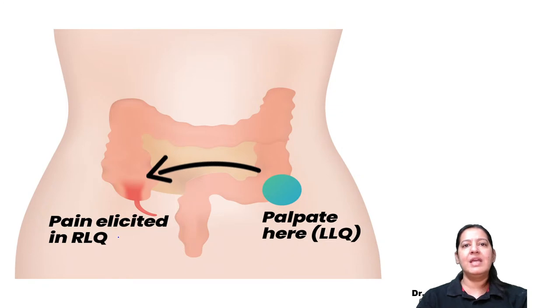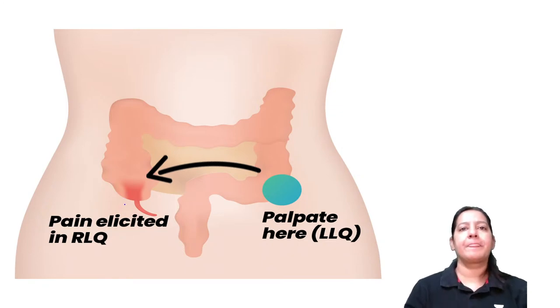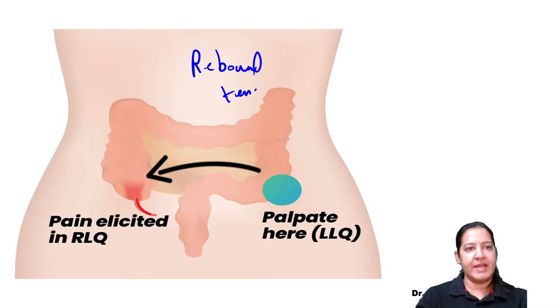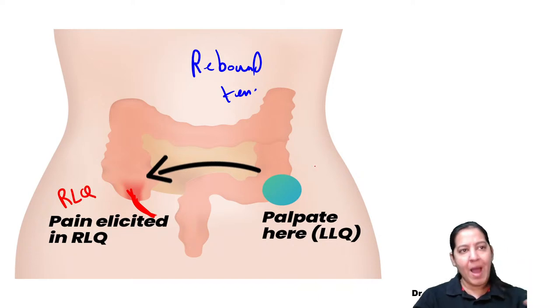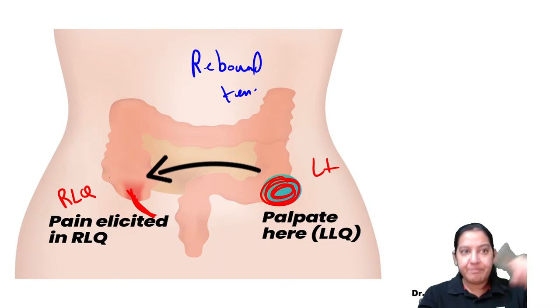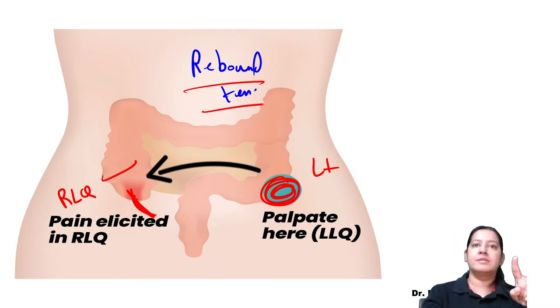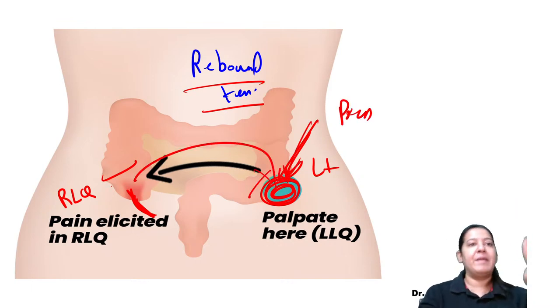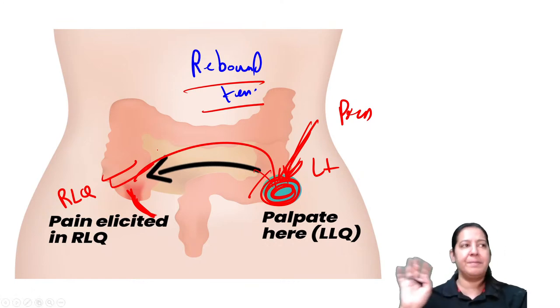Okay, so you can see here, the pain is there. What is rebound tenderness? Again and again in the questions, I taught you about rebound tenderness. The patient is having an inflamed appendix, which is present here in the right lower quadrant. So if you palpate on the left side, the patient has pain on the right side. This is rebound tenderness. You are giving pressure here, but the patient doesn't have pain here; the patient has pain there. This is known as rebound tenderness. It is typical for acute appendicitis.